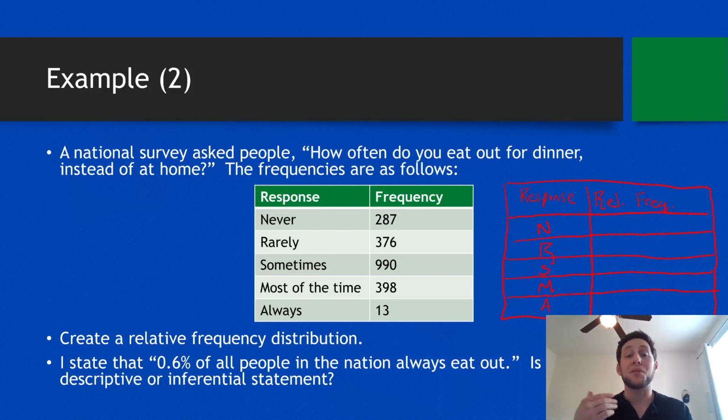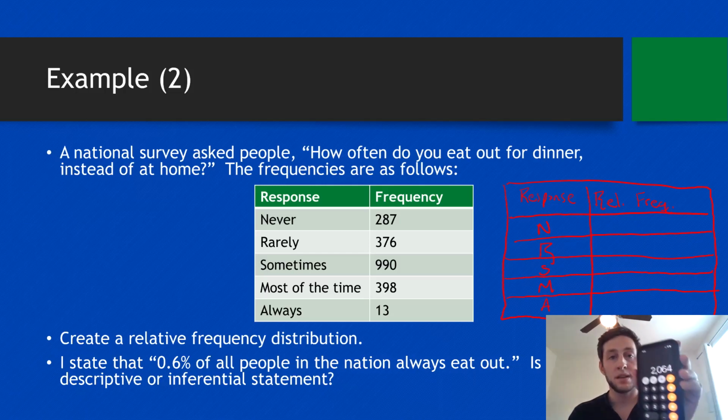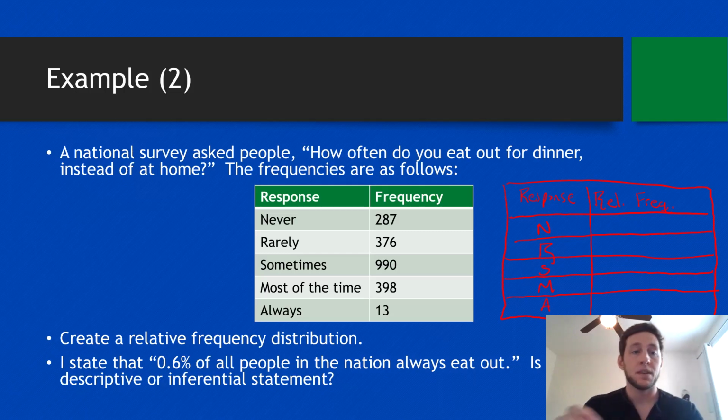That means I want the total percent of people that voted for each category or each response. Well, 287, that could be a really big number or a really small number. The only way to find out was 287 out of how many individuals. So first step first, add up all of the frequencies to get your total people that participated in the survey. Now I'm going to my calculator right here. If I do 287 plus 376 plus 990 plus 398 plus 13, I get 2064. This tells me my sample size, which we'll call lowercase n, is 2064.